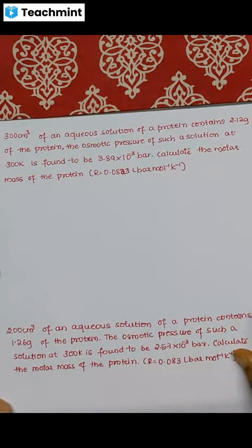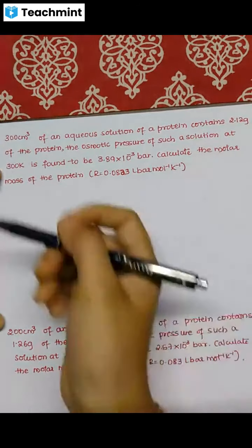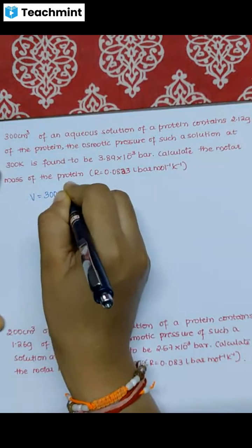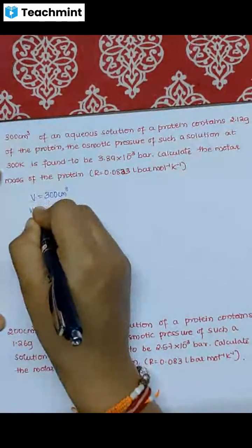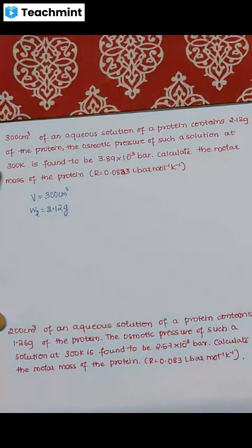Yes. So if you look at the problem, what is the problem given? First thing, read the problem with patience. It is a problem given 300 centimeter cube. That means it is nothing but a unit of volume. So volume of the solution is given, V equal to 300 centimeter cube, of an aqueous solution of a protein contains 2.12 gram of protein. W2 equal to 2.12 gram. The osmotic pressure of such a solution at 300 Kelvin.